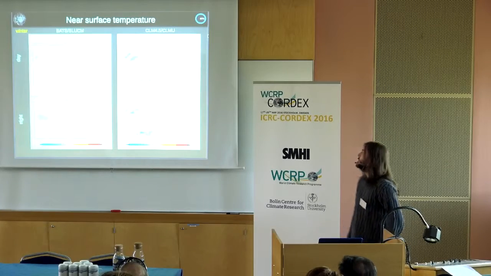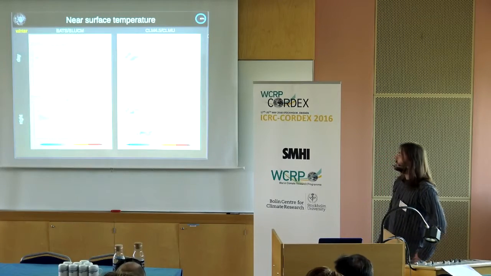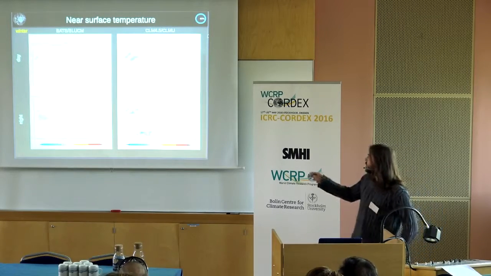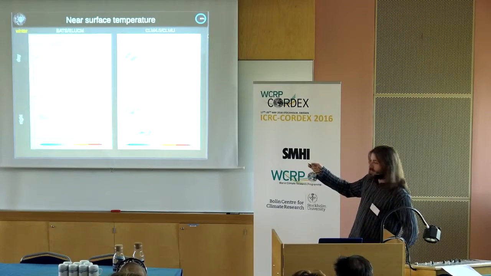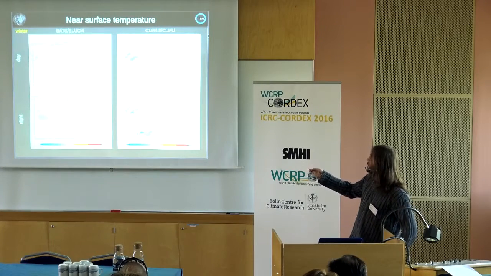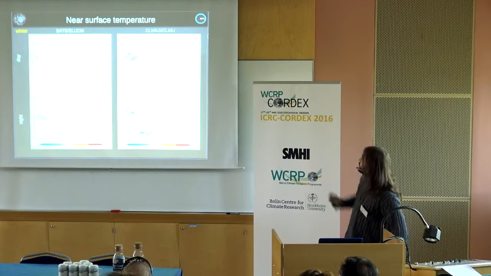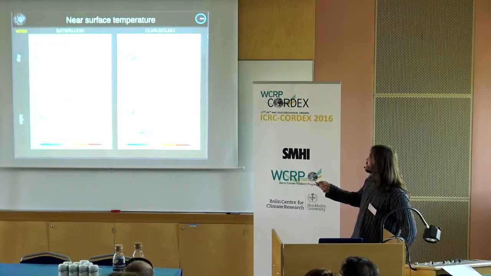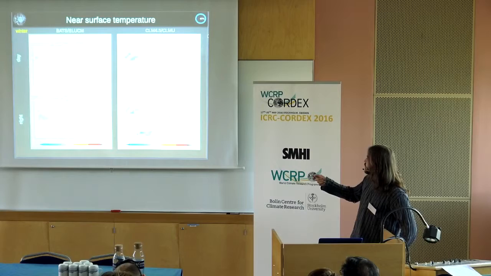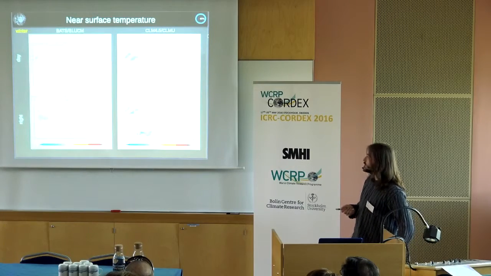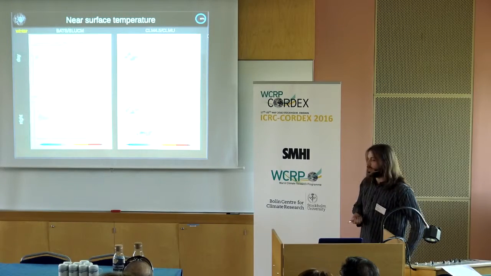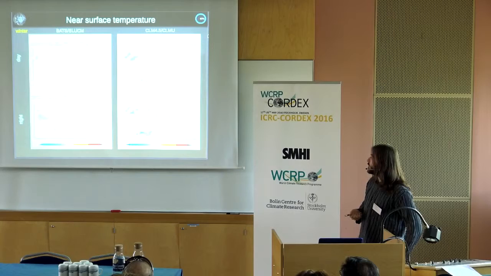Same pictures for night, and this is kind of puzzling. I don't know if you can see that the shades are very small because the values are very small. So BATS shows some increase in temperature, while CLM shows a decrease in temperature with the cities included, which is kind of puzzling. We don't have an answer for that yet because the results are pretty new.